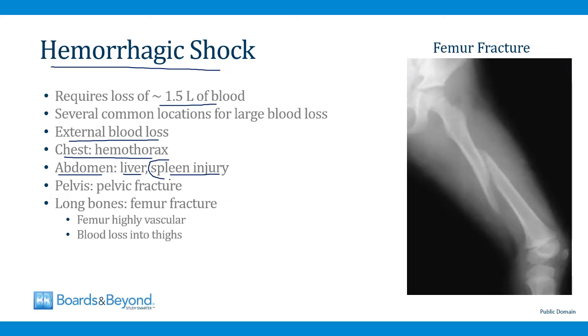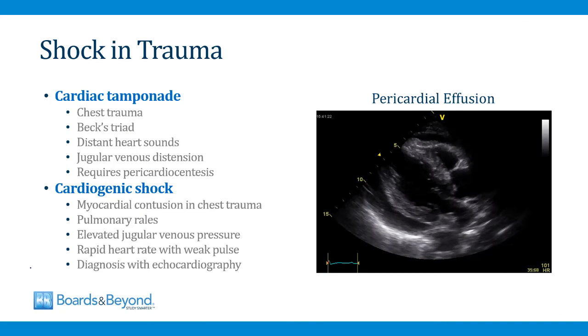Spleen injuries in particular are classic for causes of massive blood loss, and I talk about this in the video on abdominal trauma. In the pelvis, a pelvic fracture can cause massive blood loss, and then you can also have a lot of blood loss if there's a femur fracture. The femur is highly vascular, and there's a lot of room for blood loss into the thighs, so the thighs is one place that a large volume of blood can be lost, leading to hemorrhagic shock. So like I said before, the most common reason that patients with trauma develop shock is from hypovolemic shock related to hemorrhage. But there are some patients who develop shock for other reasons, and let's talk about that now.